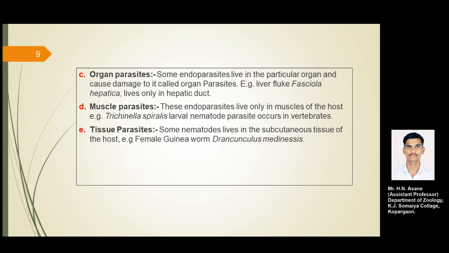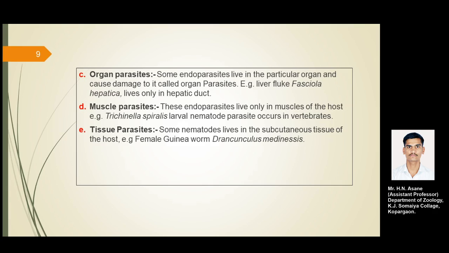Okay, so let's move towards the fourth visceral endoparasite, known as the muscle parasites. These endoparasites live only in the muscles of the host, so they are known as muscle parasites. An example of these muscle parasites is Trichinella spiralis.